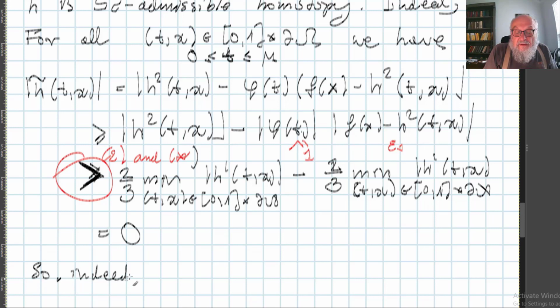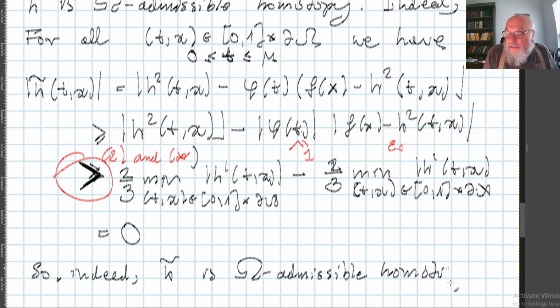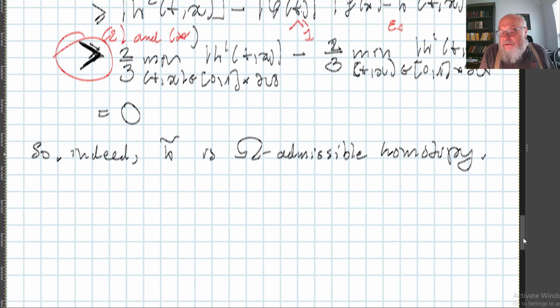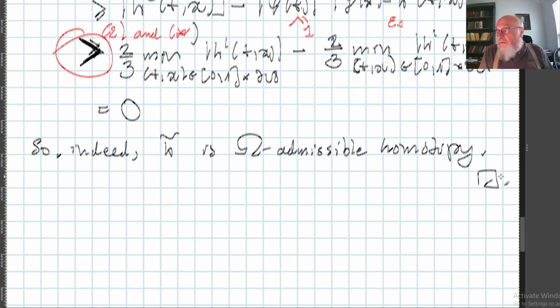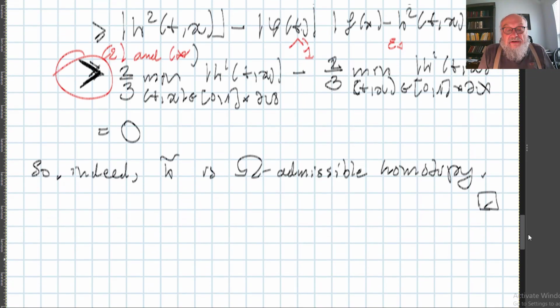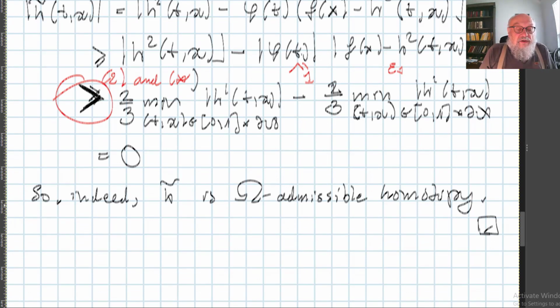Indeed, h tilde is omega admissible homotopy. And that simply is the end. We proved the required lemma 1. And this lemma 1 is needed to prove the actual lemma that we'll be using in the proof of the existence theorem. So let me put it here, lemma number 2.